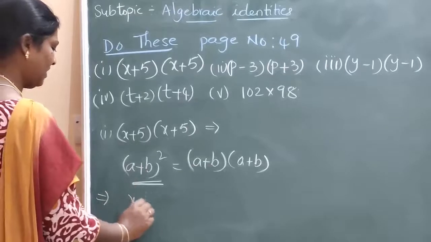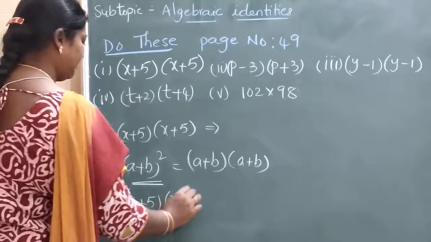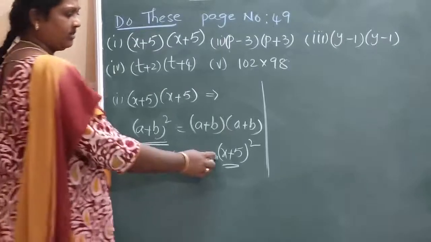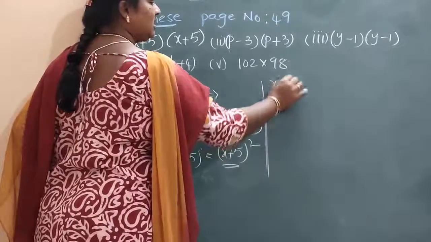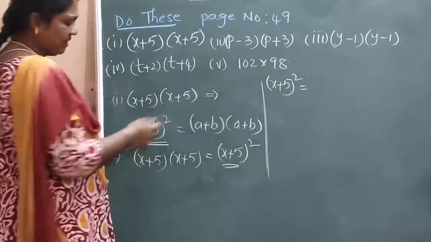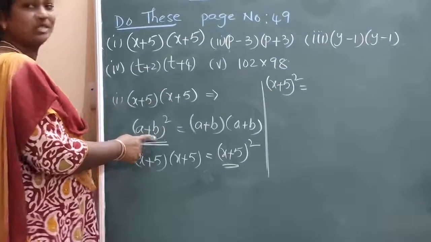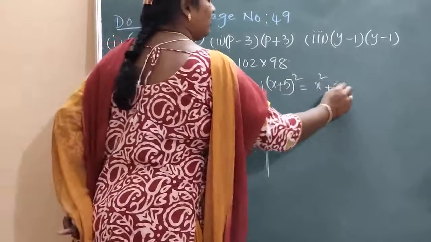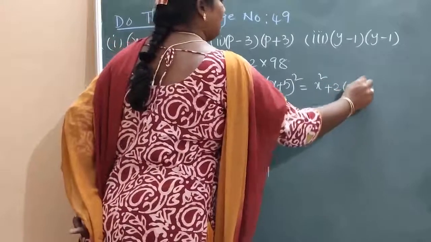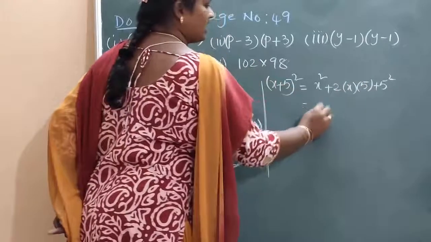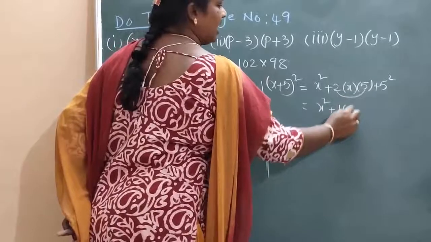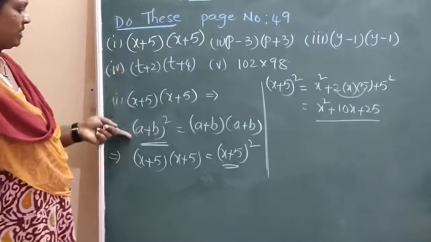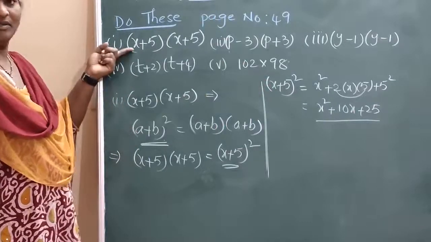That is, x plus 5 into x plus 5 is equal to x plus 5 whole square. So x plus 5 whole square can be written as, this is in the form of A plus B whole square, no? That is A square plus 2AB plus B square. Like that we have to write. That is x square plus 2 into x into 5 plus 5 square, that is equal to x square plus 2 5s are 10, 10x plus 25. By using this A plus B whole square, we can solve this first problem.